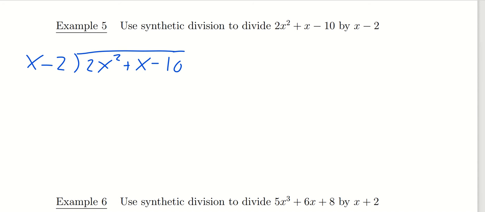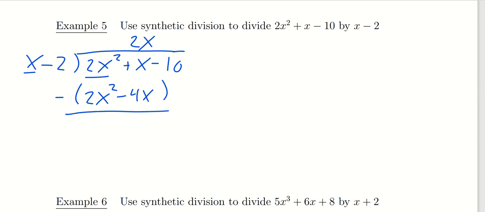To start off, we focus on the leading terms. What would we need to multiply by x in order to get 2x squared? Well, that's going to be a 2x. The 2x I write in the answer line directly above the x. That's our x column. We then take this and we're going to distribute it to the divisor. 2x times x would give us 2x squared. 2x times a negative 2 would give us a negative 4x.